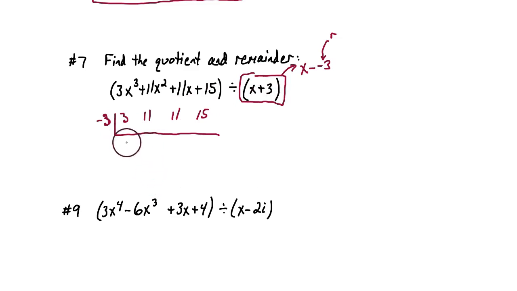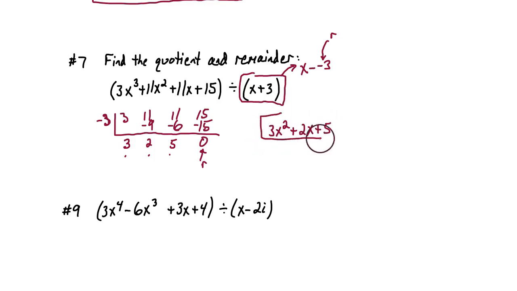Now let's run through the pattern. 3, negative 9, 2, negative 6, 5, negative 15, and 0. This number on the end is the remainder. These 3 make the quotient. So let's write our answer. The quotient is 3x squared plus 2x plus 5. The remainder is 0.